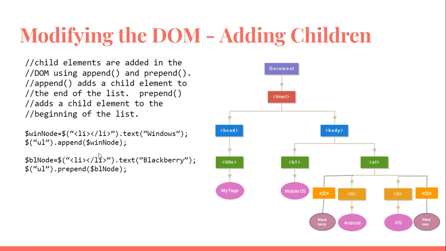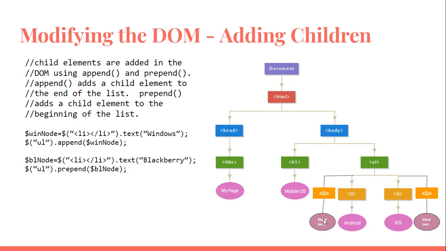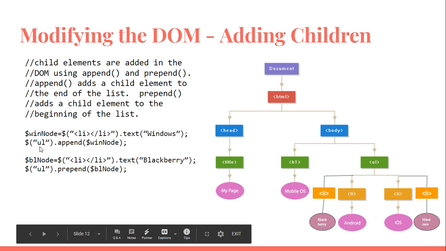beginning. So you'll see here, I'm going to make a win node, and I create that as an LI, and I add the text Windows. And then I go to the one UL that's on the page, and I append the win node. And so append, here's the UL, append adds an LI at the end of the list. Prepend, on the other hand, adds a child at the beginning of the list. Really important to remember that append and prepend are used for adding children. All right. So they're adding inside of the thing that we're creating.